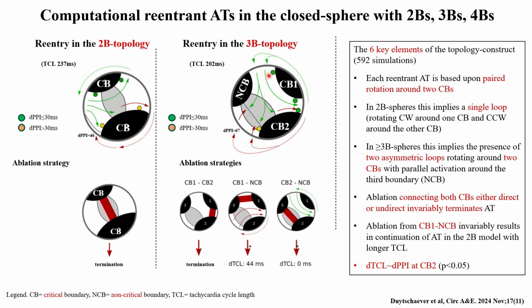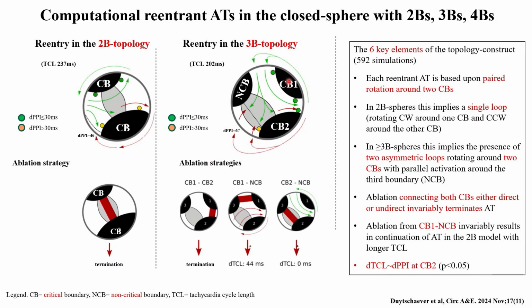When you do PPI, some people like entrainment, some people don't like entrainment. This critical boundary will have a perfect post-pacing interval, whereas the CB2, which I will refer to as CB2, will have a long PPI. And that post-pacing interval, by the way, is nothing more than the revolution time around this larger critical boundary. So the PPI measured at CB2 is nothing more than the revolution time. And now it gets interesting, because now you can start to make mistakes with ablation, because ablation is connecting boundaries. If you connect both critical boundaries, it will always terminate.